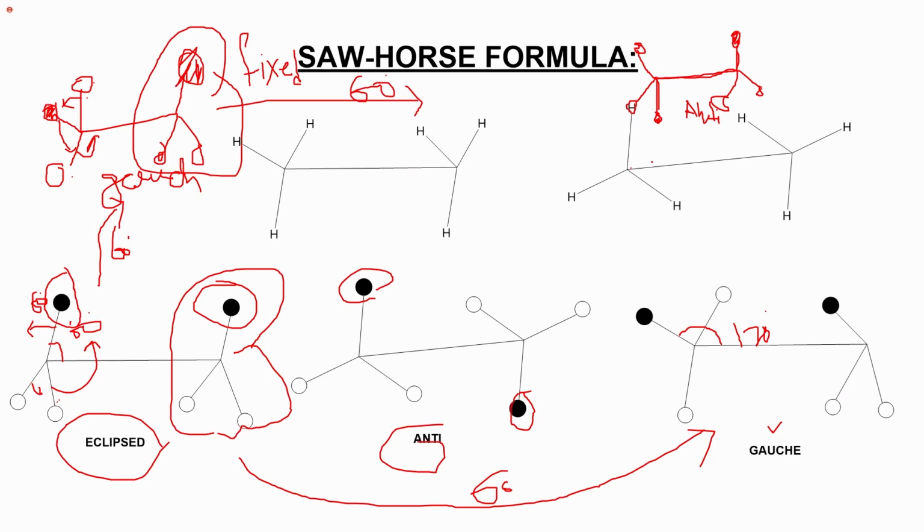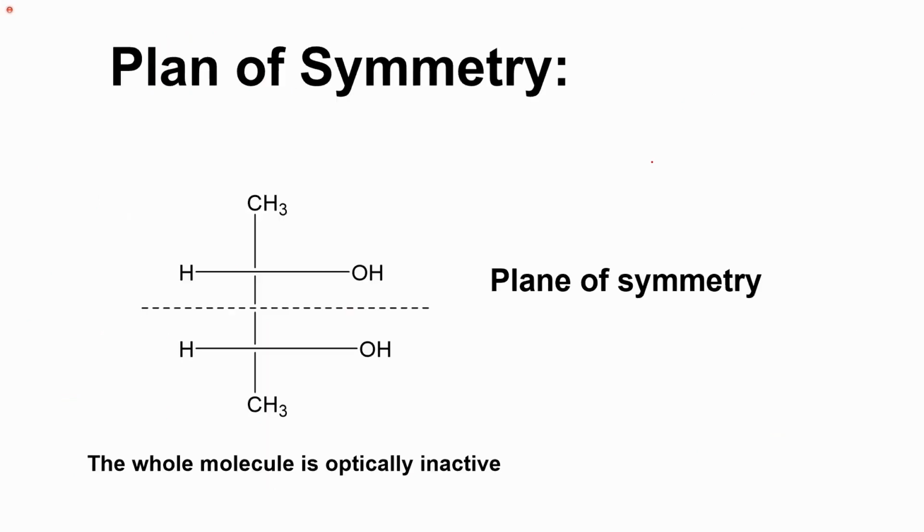So we don't want to go further into that depth. This one example is enough for the Sawhorse formula, how the Sawhorse formula looks like. Now, plane of symmetry.